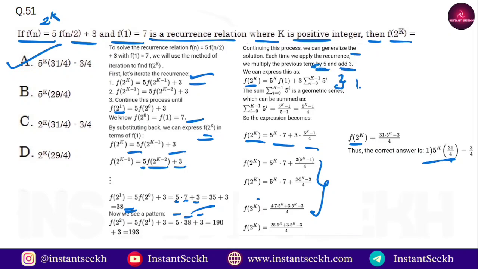Then we have summarized that, and after that we have summed and solved that particular expression. So the answer that we have got is 5 raised to k into 31 by 4 minus 3 by 4, which is the correct answer, answer A, for this particular question. Let's move on to the next.